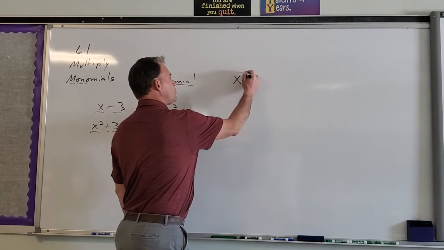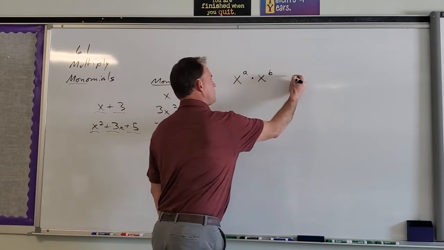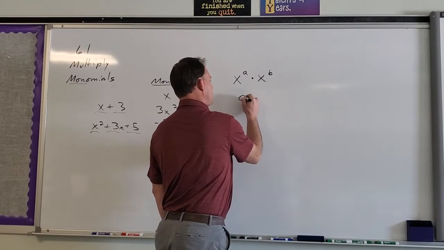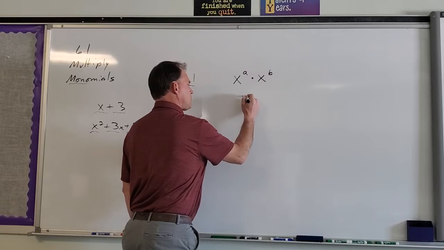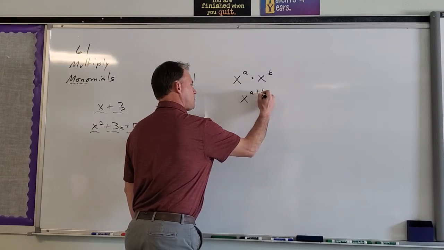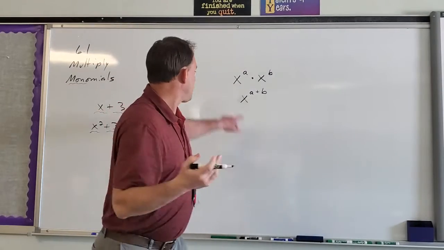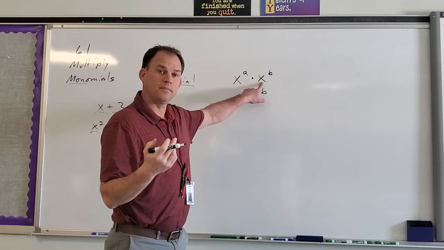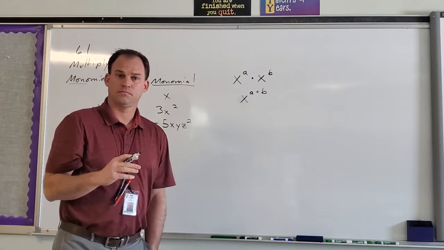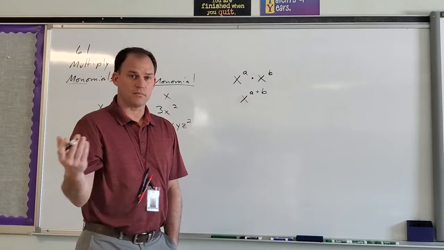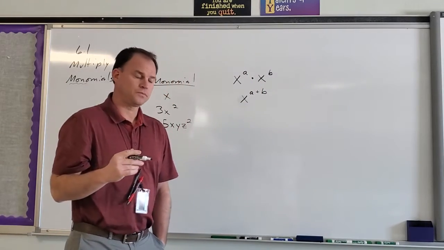So this rule is simple. If you multiply like bases, so if the bases are the same, then you add the exponents together. That's the simple rule. Again, make sure you're writing this down. But that's the simple rule for multiplying monomials.